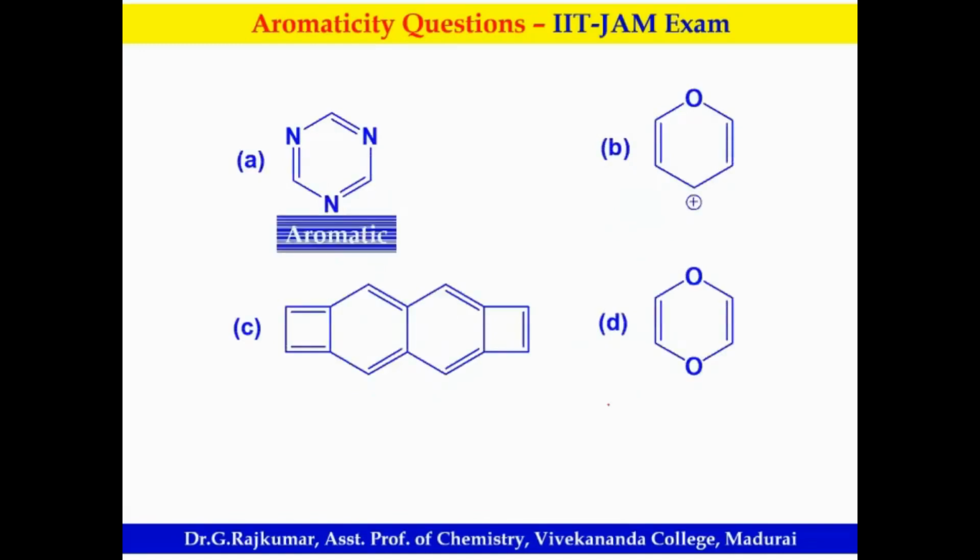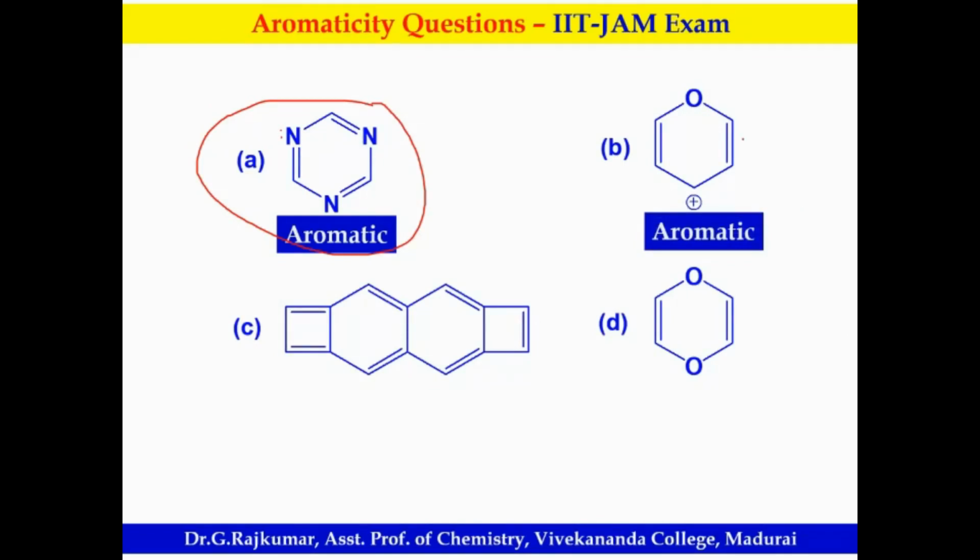Look at this. This is aromatic. How many pi electrons are involved in option A? Only 6 pi electrons. Nitrogen lone pair does not involve in the delocalization. Okay. Option B is also aromatic. Here also 6 pi electrons are involved. It's also aromatic. Because 14 pi electrons are involved, it obeys 4n plus 2.